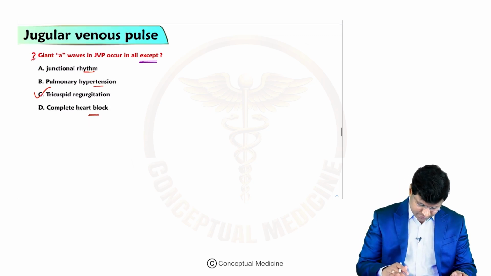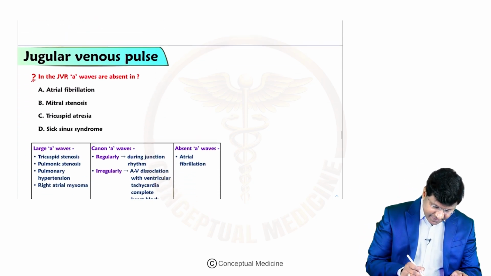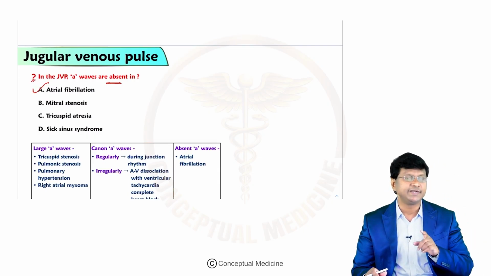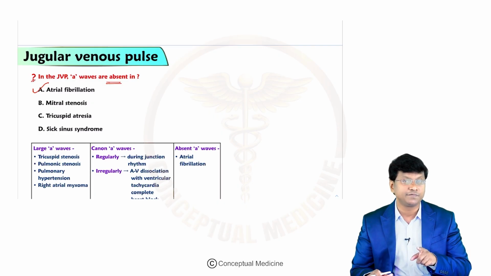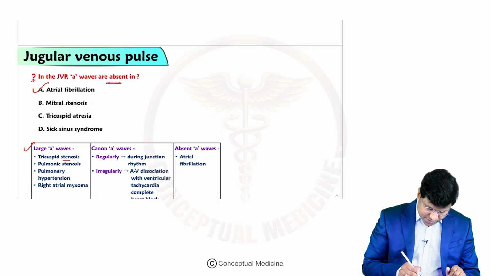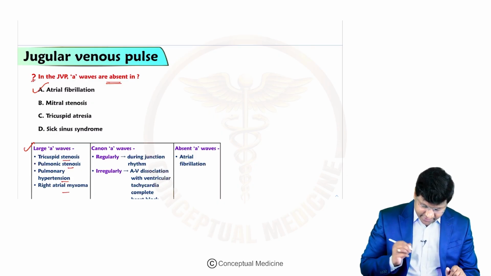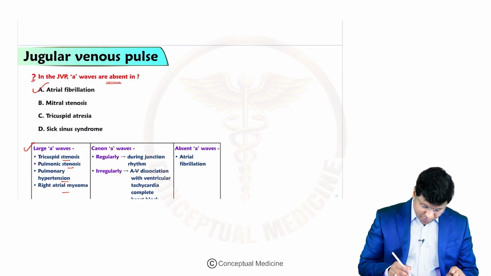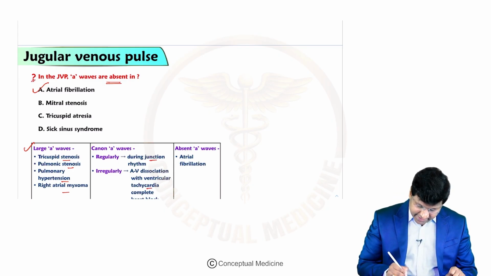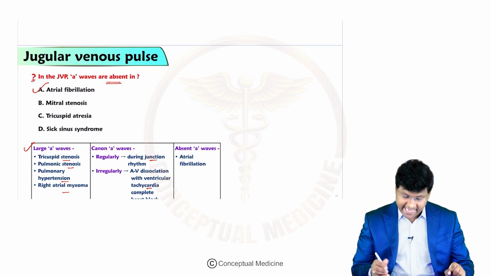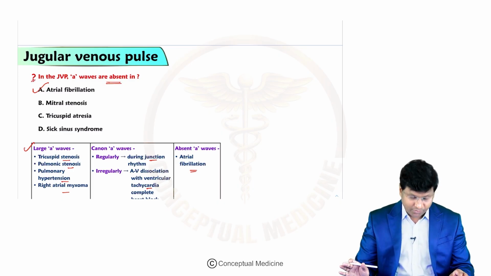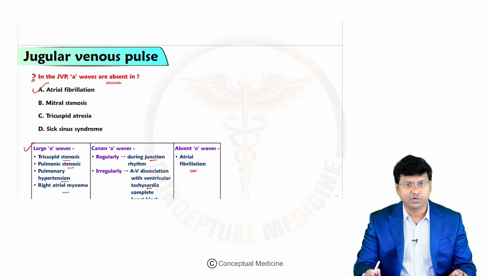Now, you see one more question. In JVP, A waves are absent in atrial fibrillation. This was the first question we discussed. So, let me summarize the abnormalities of the A wave. Large A wave is seen in patients with tricuspid stenosis, pulmonary hypertension and right atrial myxoma. Cannon A wave is seen during junctional rhythm, AV dissociation with ventricular tachycardia, and complete heart block. Absent A wave is seen in patients with atrial fibrillation.